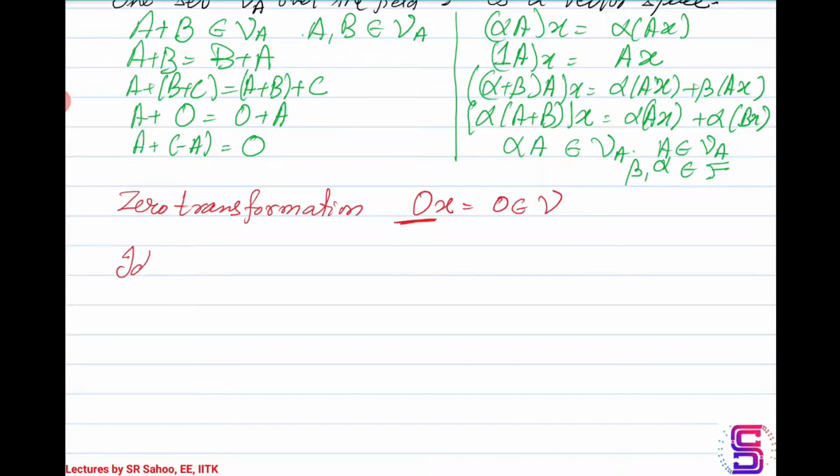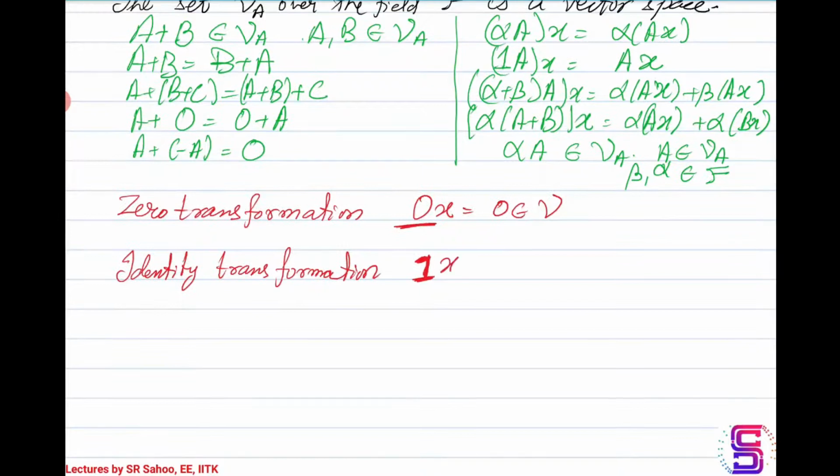Similarly, you have an identity transformation, which let us represent by this bold one. This transformation is such that every vector is transformed into itself. So if this transformation acts on a vector, it always gives you back the same vector. This is known as the identity transformation.